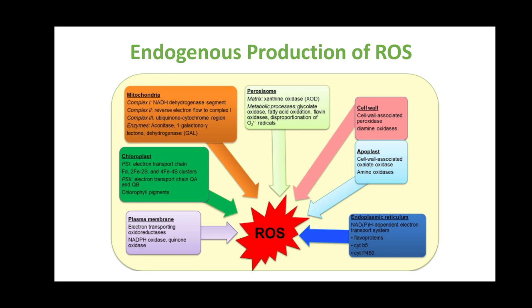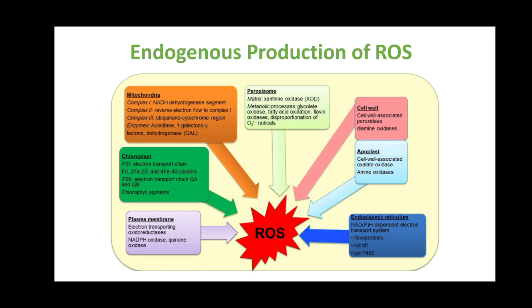When reactions take place inside the body, that also leads to the production of free radicals, as in the plasma membrane, endoplasmic reticulum, apoplast, cell wall, peroxisome, mitochondria, and also chloroplast. The electron transporting oxidoreductases, NADPH oxidase and quinone oxidase, which act in the plasma membrane, lead to the production of ROS.